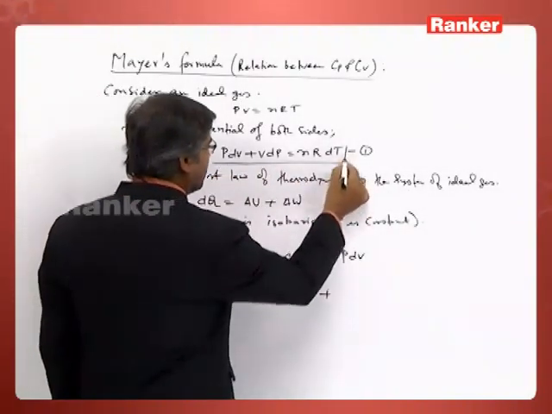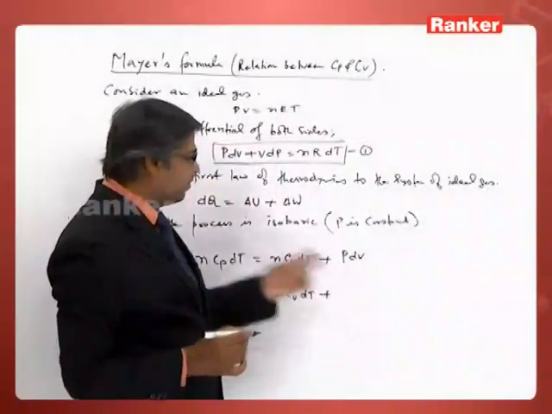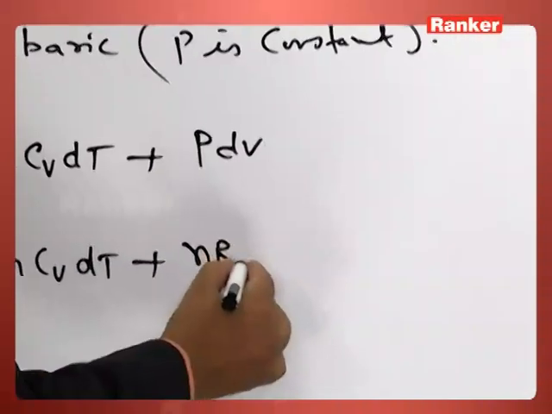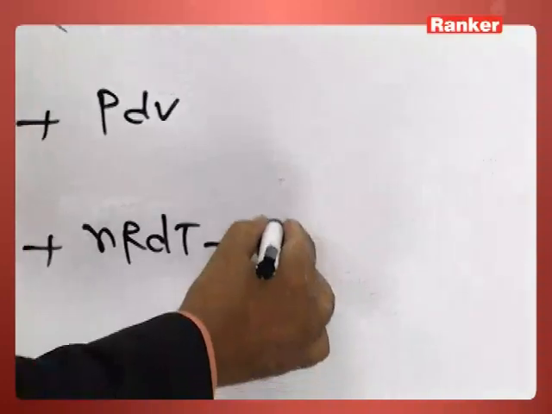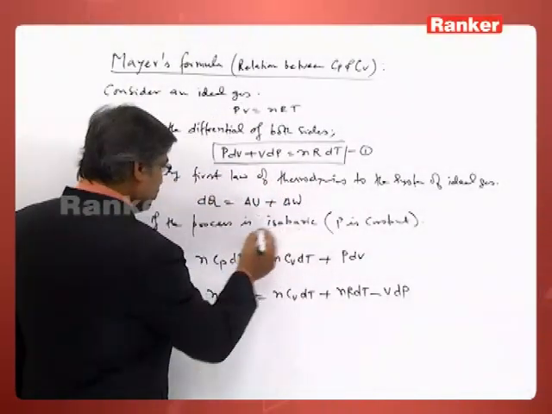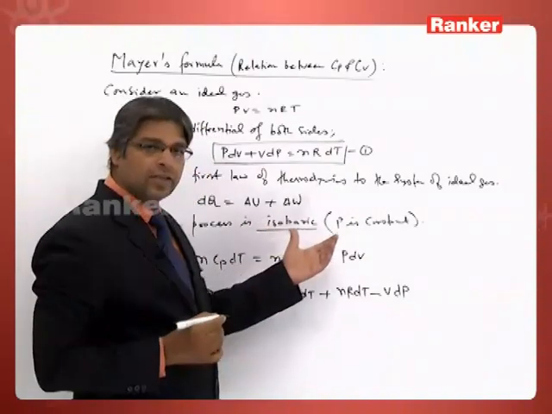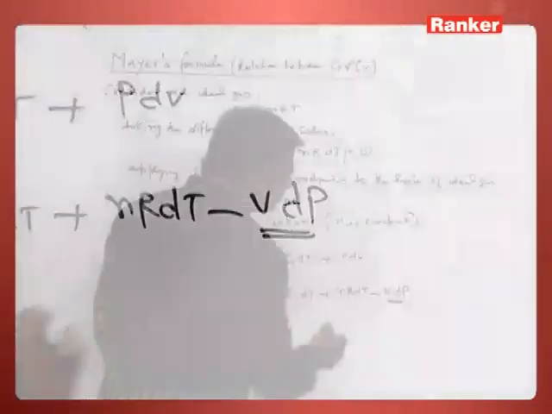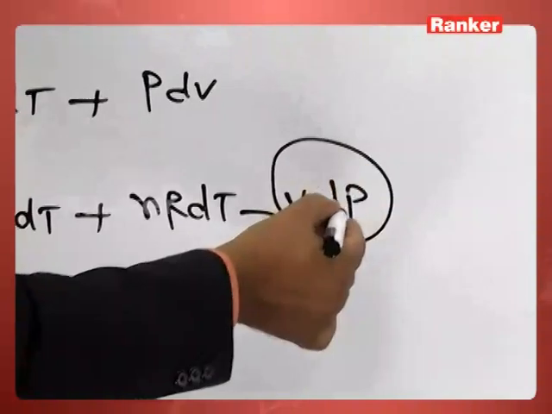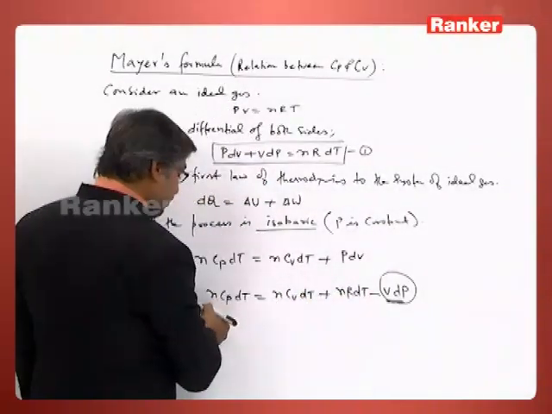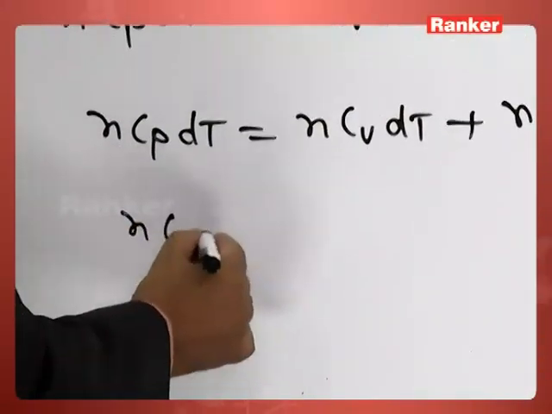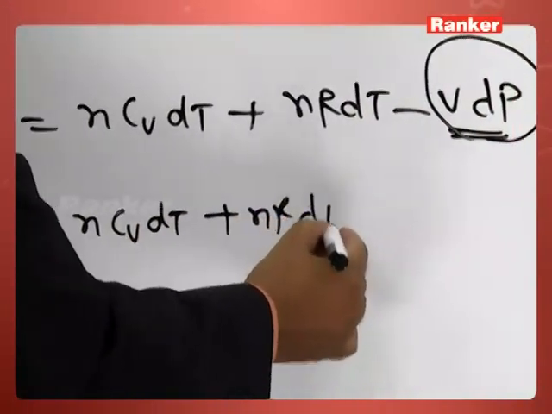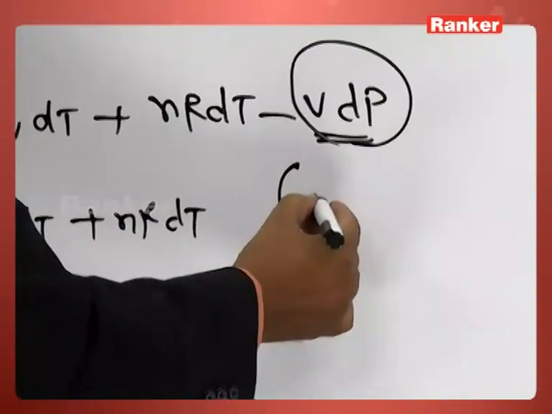Now we will use this equation 1 for P dV and substitute here. So substituting from here, P dV = nR dT - V dP. Now, you know this process I have assumed to be isobaric, for which P is constant. So P is constant means this term is 0. So this term will vanish because P is constant. So now from this equation we have n Cp dT = n Cv dT + nR dT.